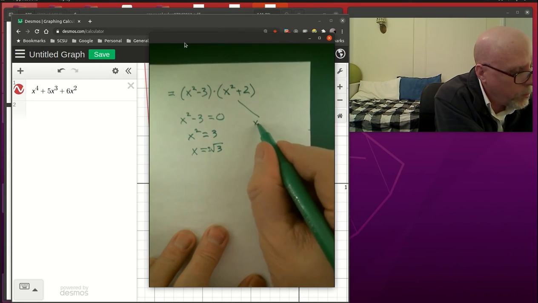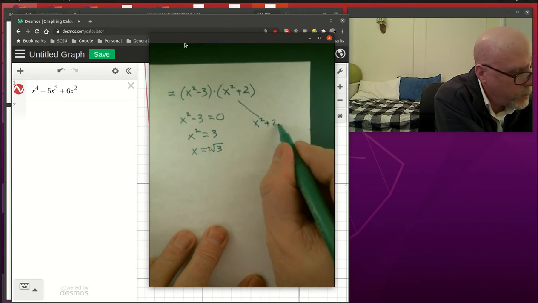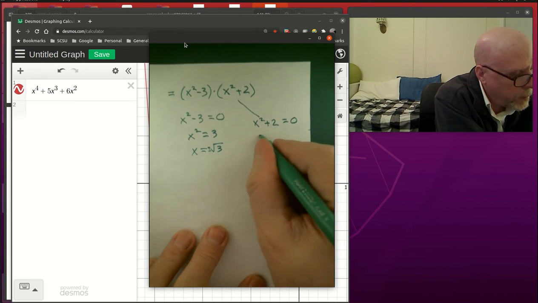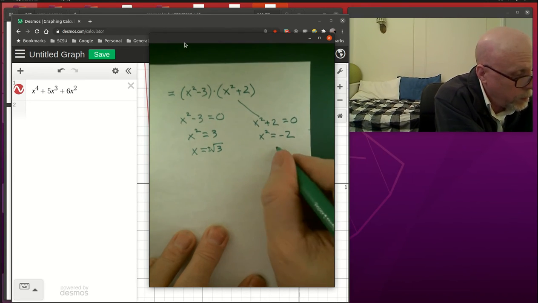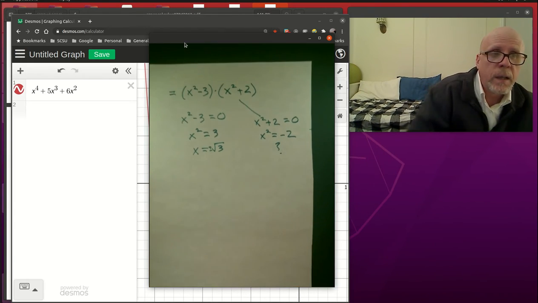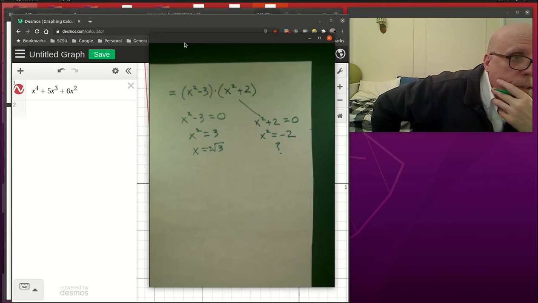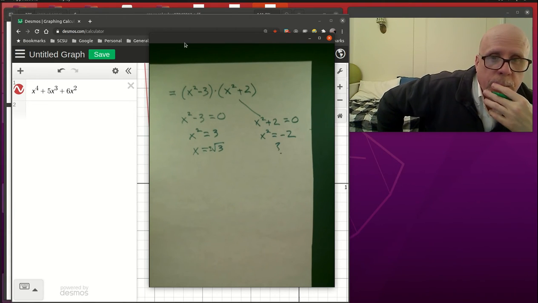If I work with that one, x squared plus 2 equals 0, I get that x squared is equal to minus 2, and I can't do anything with that, can I? Because there is no such thing as square rooting negative numbers. Well, for the moment, there isn't. If we're dealing with real solutions, there aren't any there.